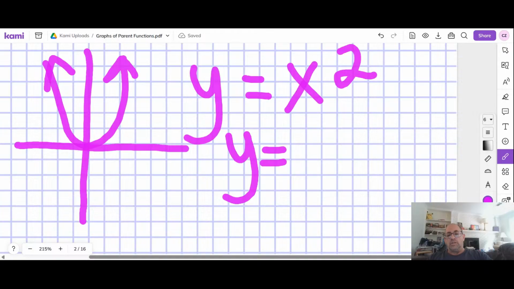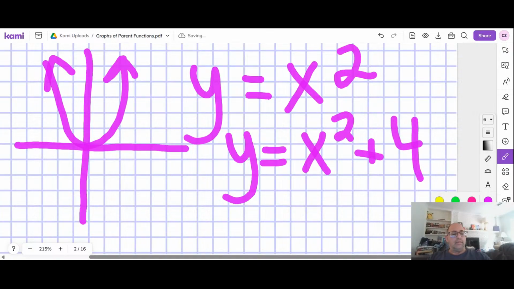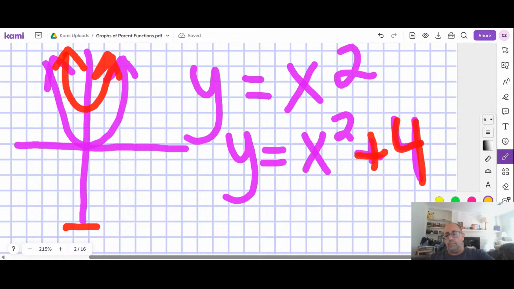However, if you want to move it up and down, you need to add something onto the end so that all the values move up or move down. So that takes all the values and subtracts 4.